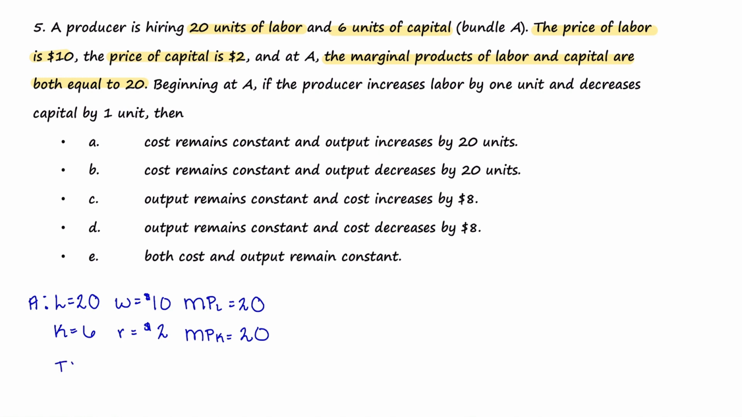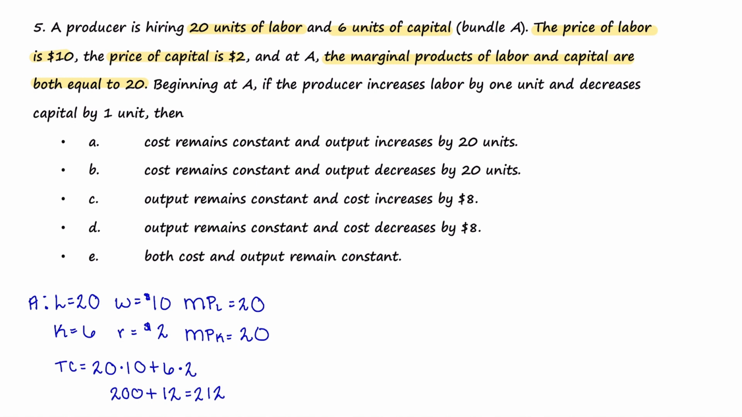So our total cost is going to be 20 times 10 plus 6 times 2, which is 200 plus 12, which is 212.